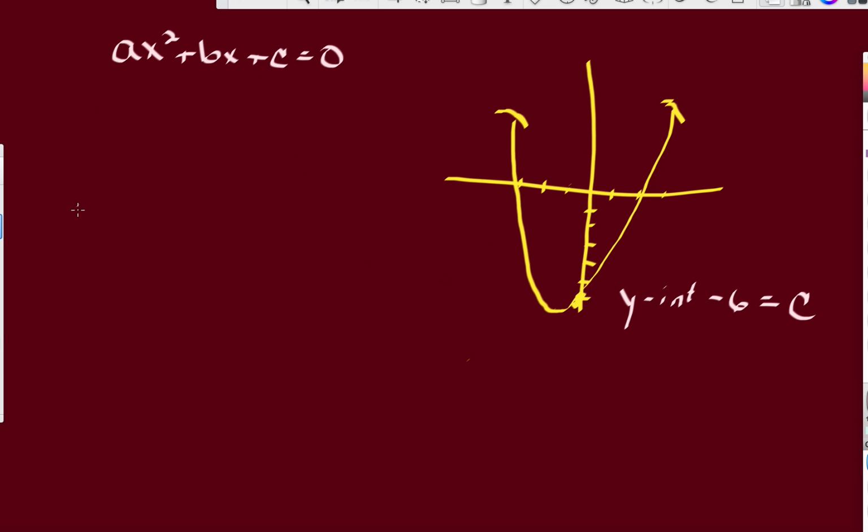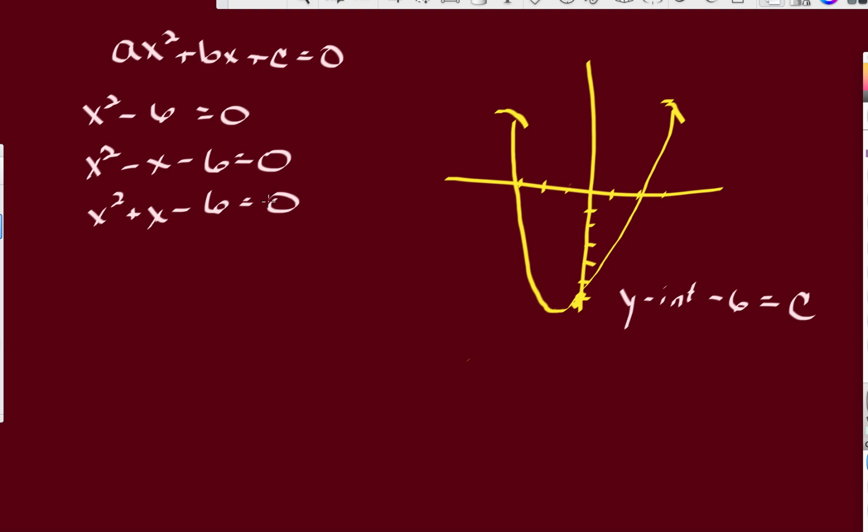So when you look at a list, you're going to be given a list of some equations. You're going to say, you know, x squared minus 6 equals 0. x squared minus x minus 6 equals 0, and x squared plus x minus 6 equals 0, x squared plus 5x plus 6 equals 0. Right, so you're going to be given a laundry list, A, B, C, or D, right?